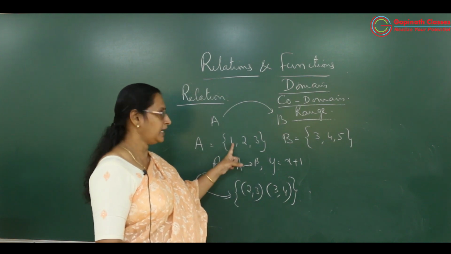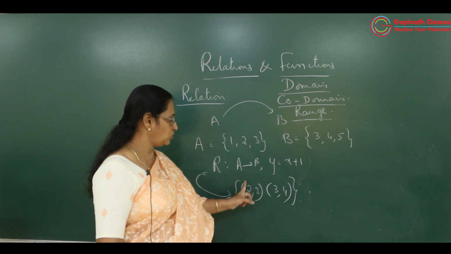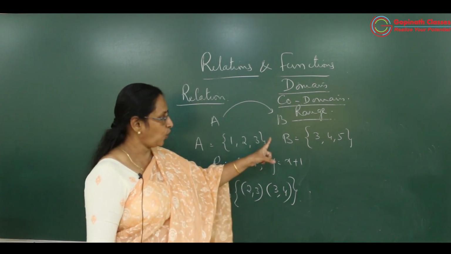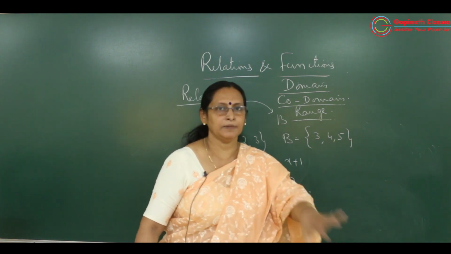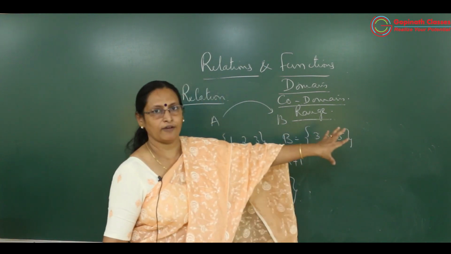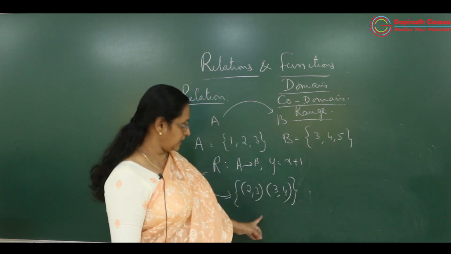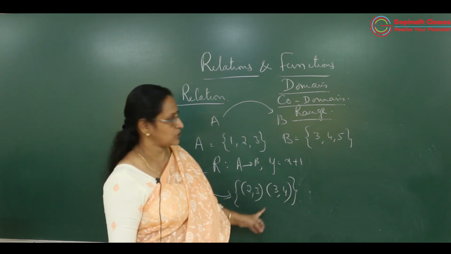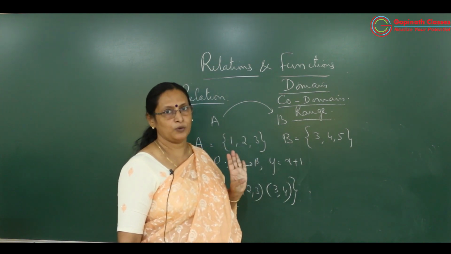In this relation 1 did not come, because 1 is not related, so we will not count 1. So it is 2 and 3, that is domain. Codomain is the full second set which we are picking up the answers from. So 3, 4, 5. And range is the answers which are represented in this relation. So that comes 3 and 4. So hope you are clear about it.